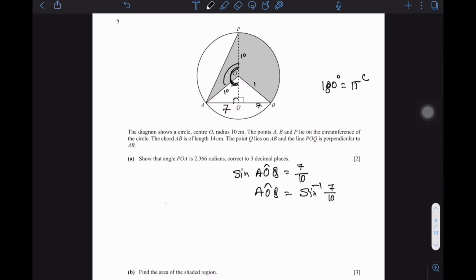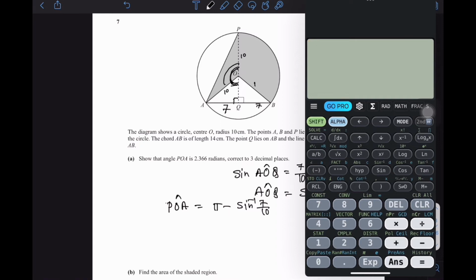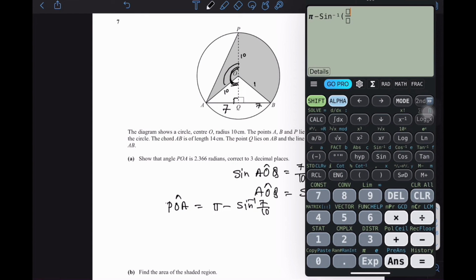So let me write POA equals pi minus sine inverse 7 by 10. So shift pi minus shift sine 7 by 10. This is 2.366, correct to 3 decimal places.